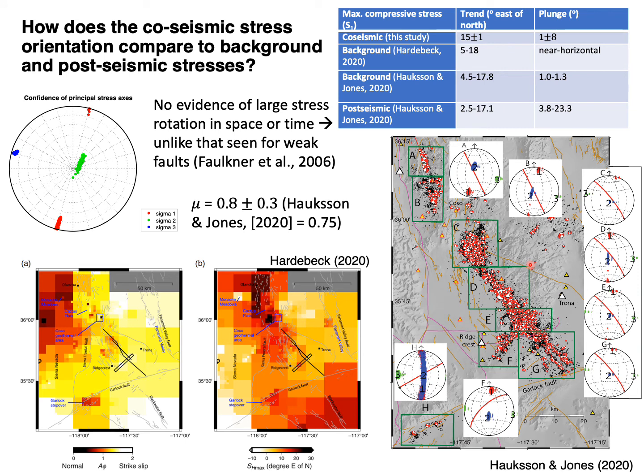And so from knowing the stress orientation and the fault orientations, we can estimate the frictional coefficient, which we find is 0.8, which is quite high, but is fairly consistent with what Hauksson and Jones found, which is 0.75, which suggests a fairly strong fault.